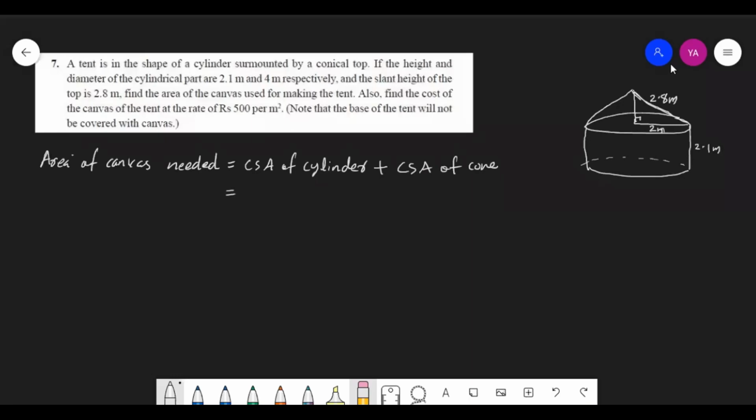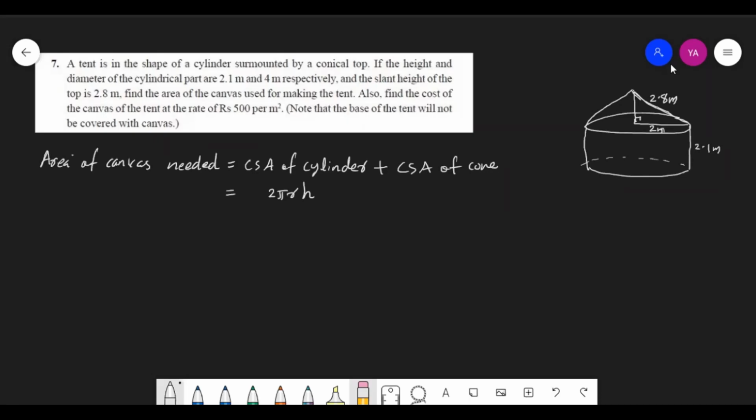CSA of cylinder. What is the formula to find CSA of a cylinder? 2 pi RH. I told you in the last lesson that you want to memorize all the formulas. Curved surface area or lateral surface area means the area excluding the base areas. For a cylinder, there will be 2 bases, so you don't have to add the base areas in curved surface area. Curved surface area means total surface area minus 2 base areas in the case of a cylinder.